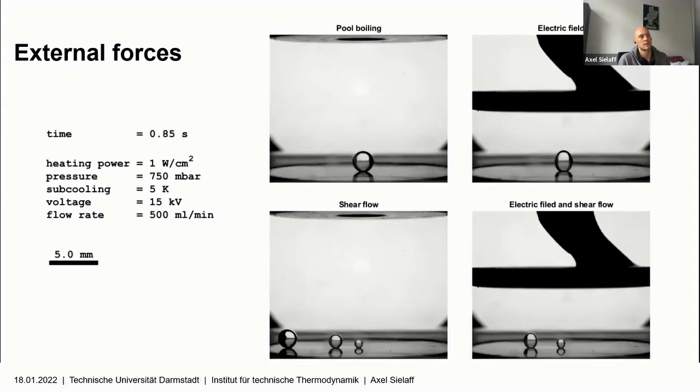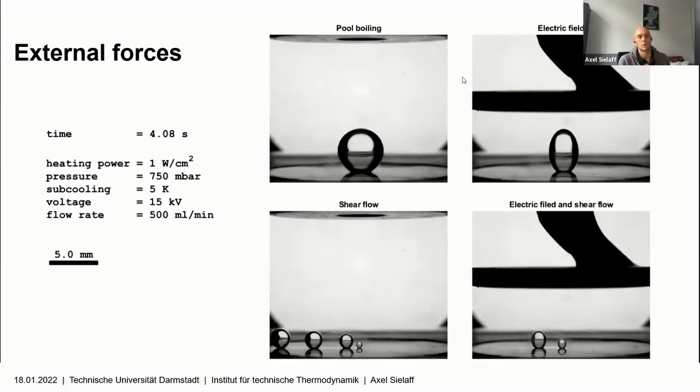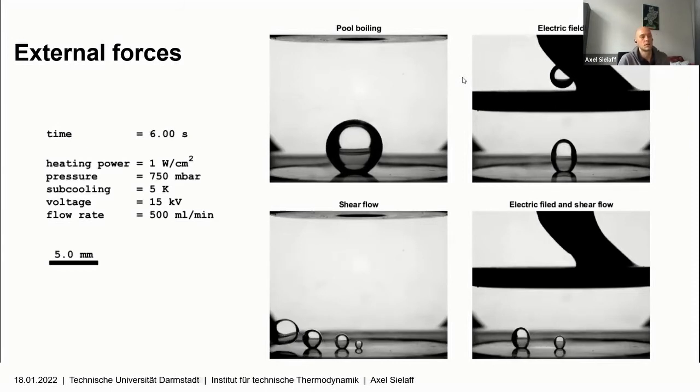And you can see that for the pool boiling case, we have a quite nice circular bubble, not moving, not detaching. If you go to the electric field, we have an elongated bubble by the electric field, which will also detach from the surface. In the shear flow case, the bubbles will drift over the heated surface. Some will coalesce, some will not, depending on the parameters. And you can start the video again.